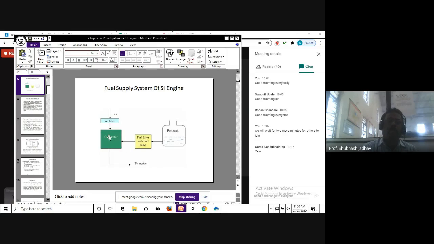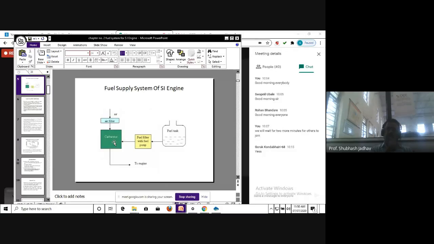Now the problem that arises here is that the air is gaseous, a gas, while the fuel is in the form of a liquid. We cannot mix a gas with a liquid. We can mix a gas with a gas or a liquid with a liquid, correct? Therefore, before mixing, two options are there. What is that?